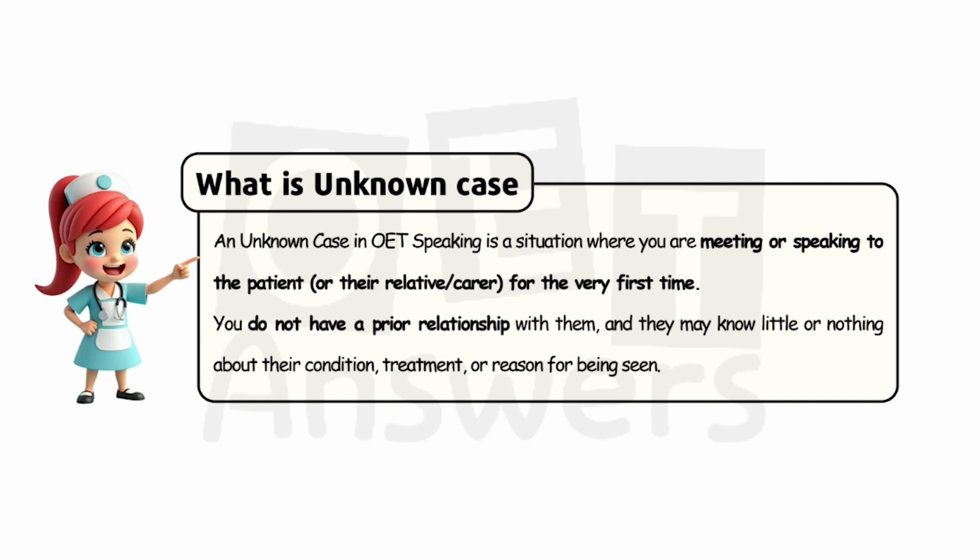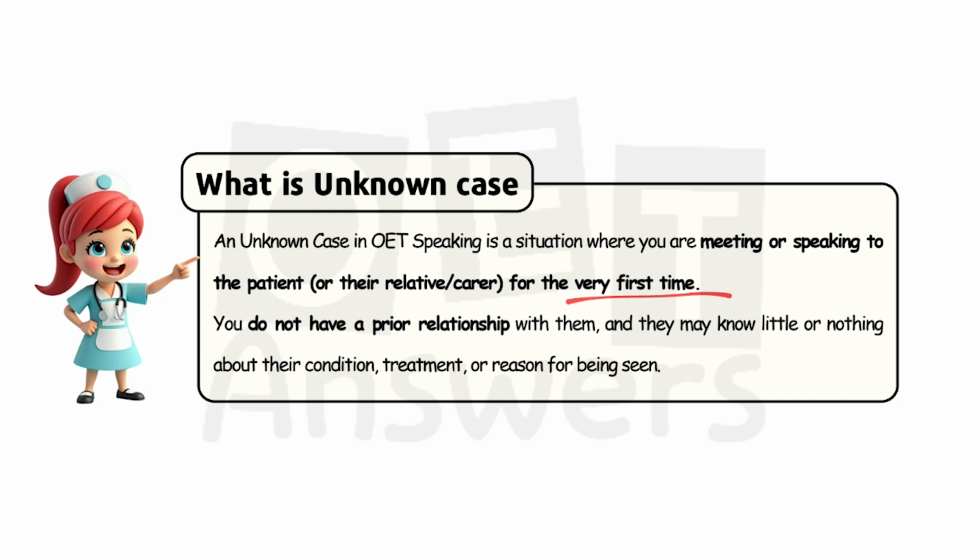What is an unknown case? An unknown case in the OET speaking is a situation where the nurse is meeting the patient, or the patient's carer or relative, or speaking to a patient's carer or relative, for the first time. This is very important. Whatever conversation you are maintaining and however you are proceeding with the patient consent, everything happens for the first time, and we call that an unknown case.